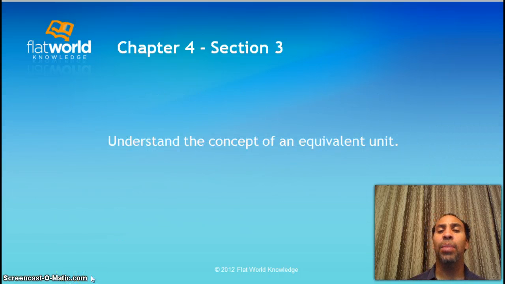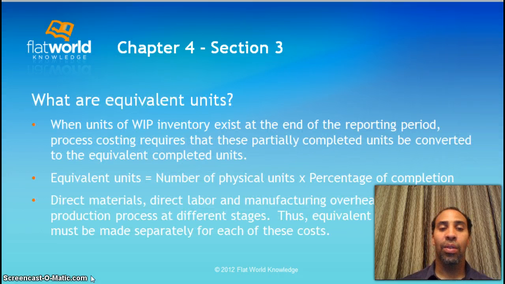So understand the concept of an equivalent unit, and this is not a very hard concept to understand, at least if explained properly, but some people do have trouble grasping or understanding equivalent units. So what are equivalent units? When units of work in process inventory exist at the end of the reporting period, process costing requires that these partially completed units be converted to the equivalent completed unit. So for instance, if I have 10 halves, then they're going to say I have 5 wholes, right? That's just how equivalent units work as far as their calculation goes.